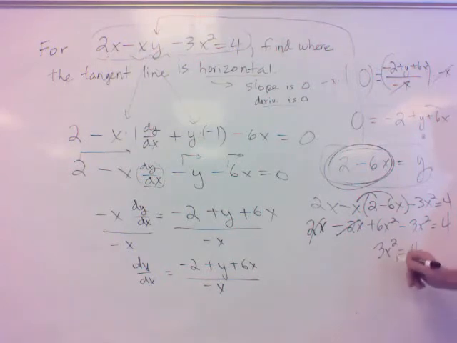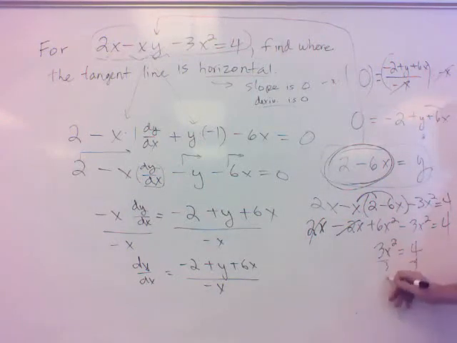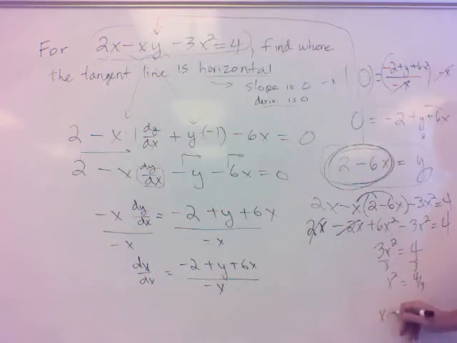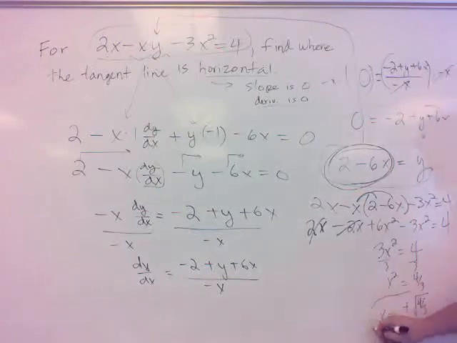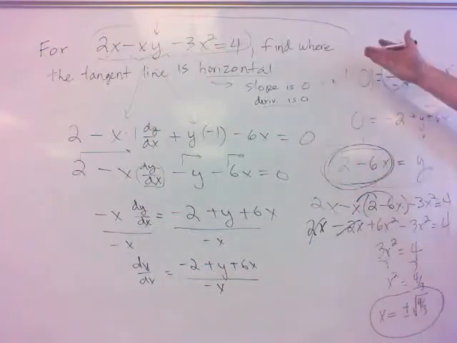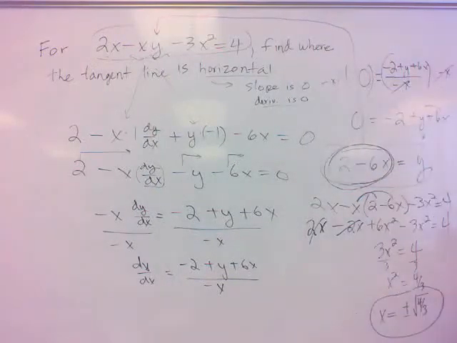So now I can figure out what x is. Divide by 3 here. So x squared equals 4/3. What's x equal? Plus or minus the square root of 4/3. You can write that different ways, but that's one way to write it. Okay? So where is the tangent line horizontal? At x equals plus or minus the square root of 4/3.